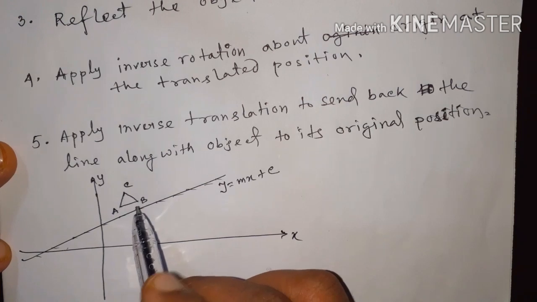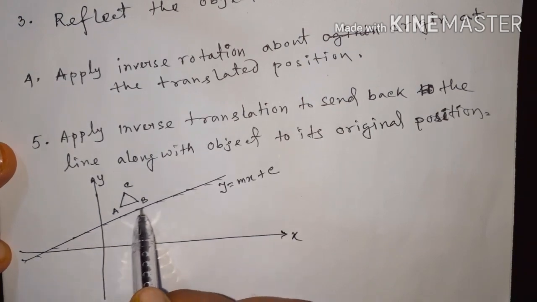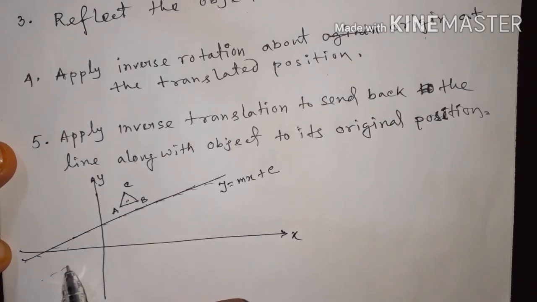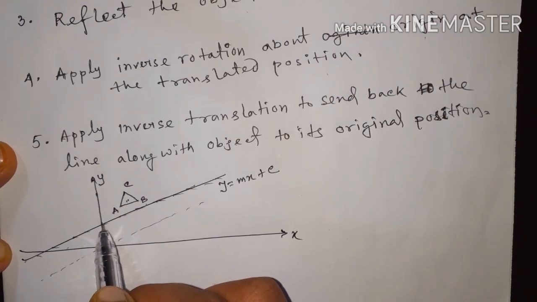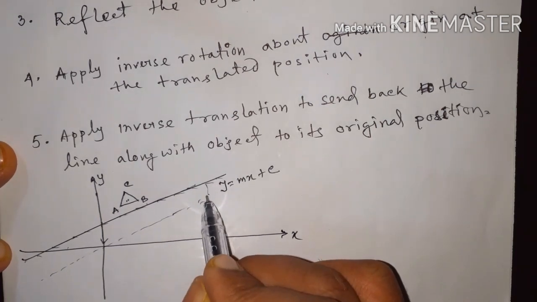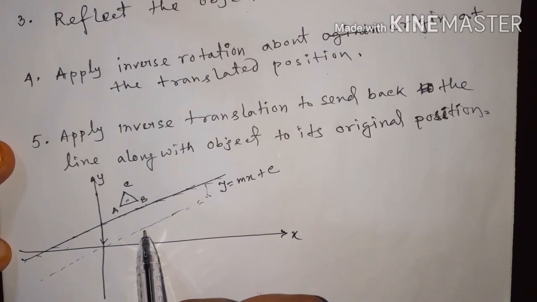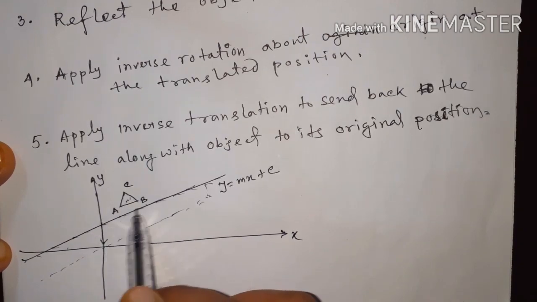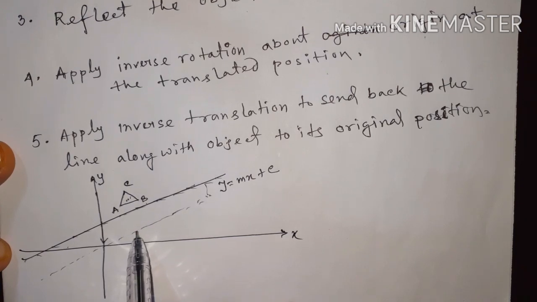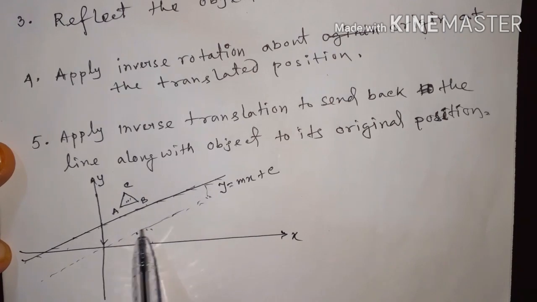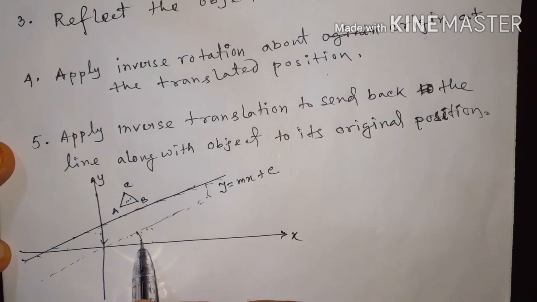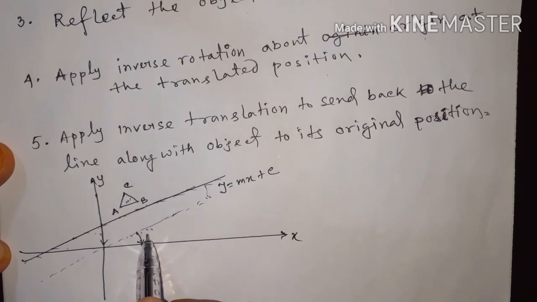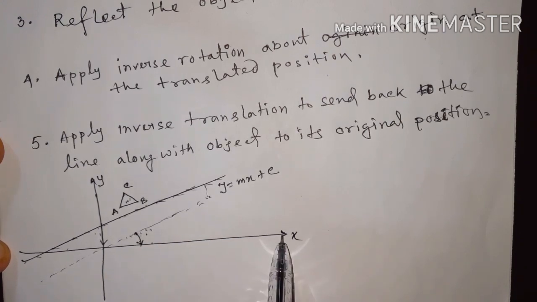So how do we do it? First step, we have to translate the line along with the object to the origin, so translation is needed. Next step, rotate the object along with the line until the line coincides with one of the axes. I can rotate anti-clockwise or clockwise, anything I can do. Here if I rotate clockwise, then it aligns to the x-axis.